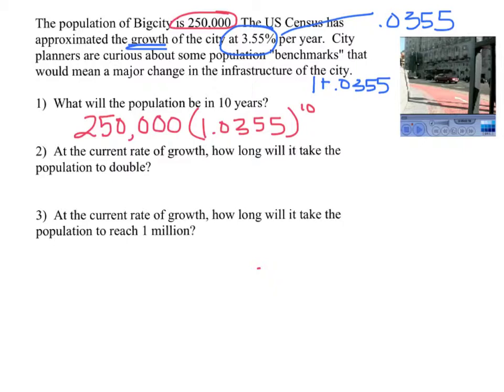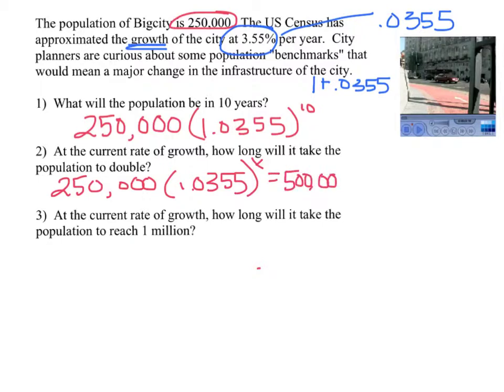Next, at the current rate, how long will it take the population to double? Well, we can set this up: 250,000 multiplied by 1.0355 to the x power equals 500,000. And then we could divide both sides by 250,000 and we're going to end up with 1.0355 to the x equals 2.